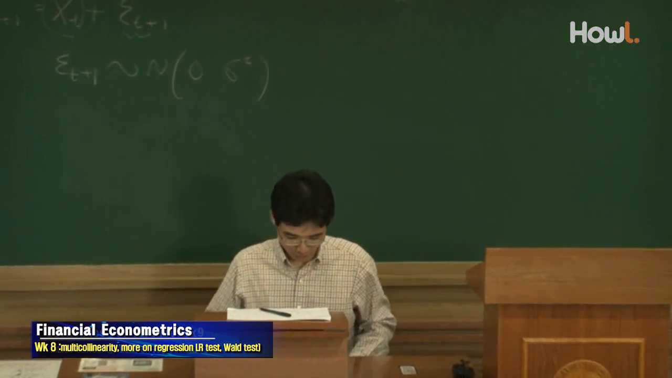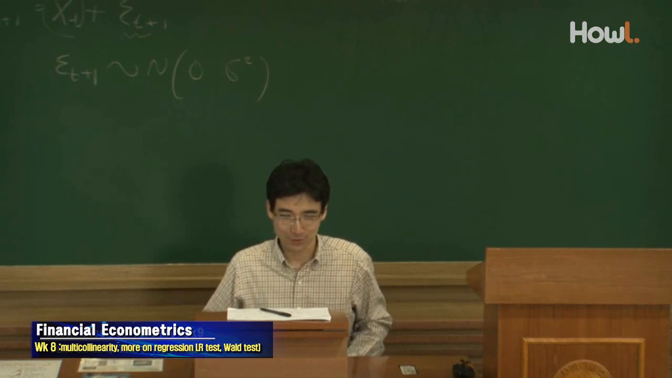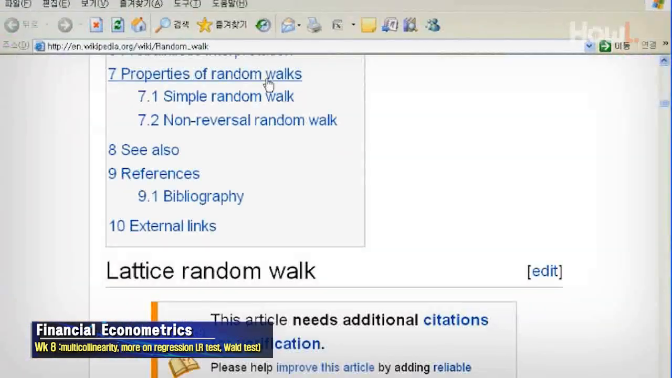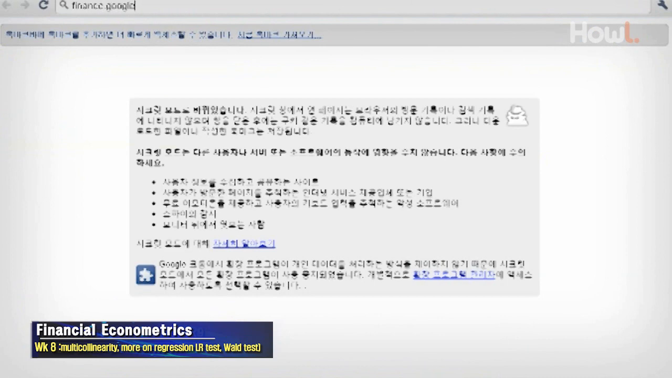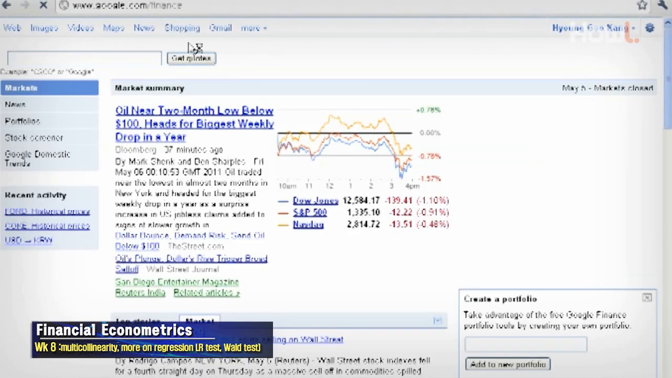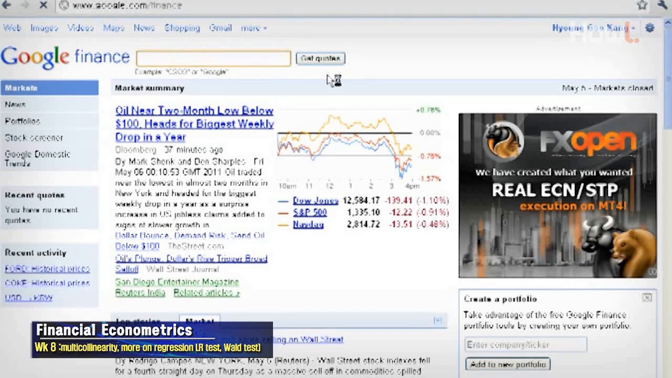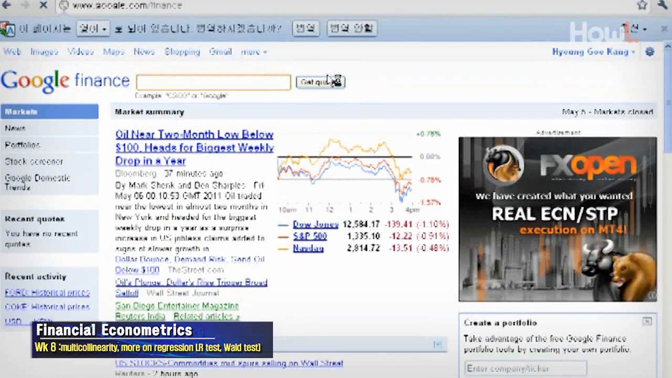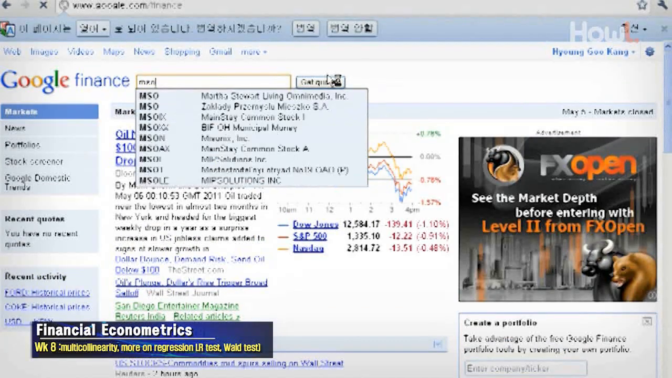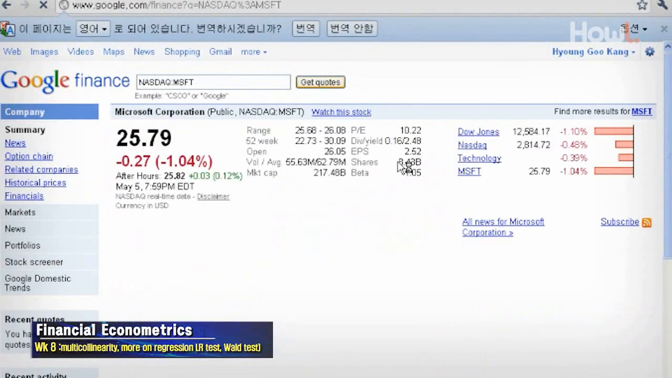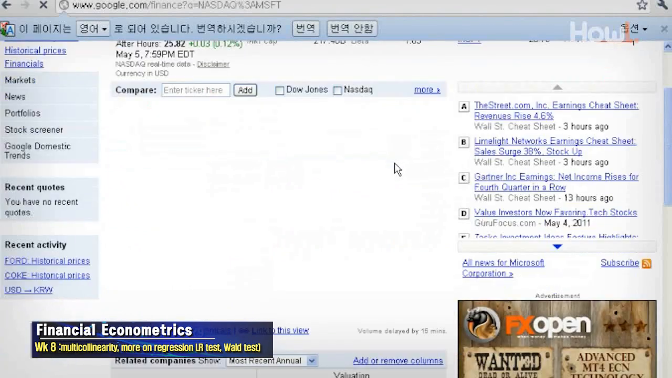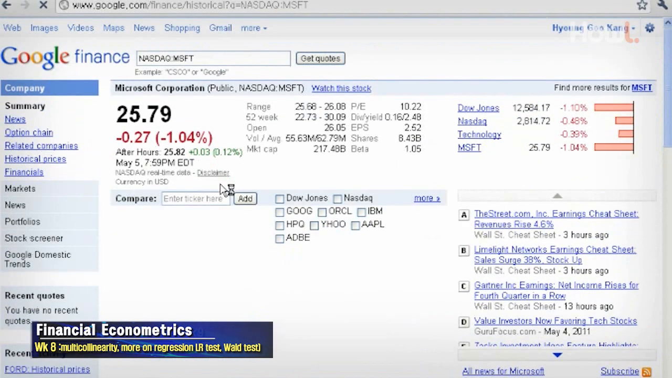So for example, let me close this one and close this one. For this we can go to finance.google.com, and suppose we want to download data for Microsoft, MSFT. We can get the code for Microsoft, go to historical prices, and then download to spreadsheet.